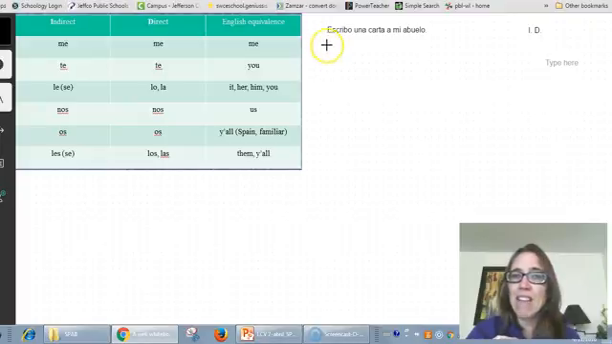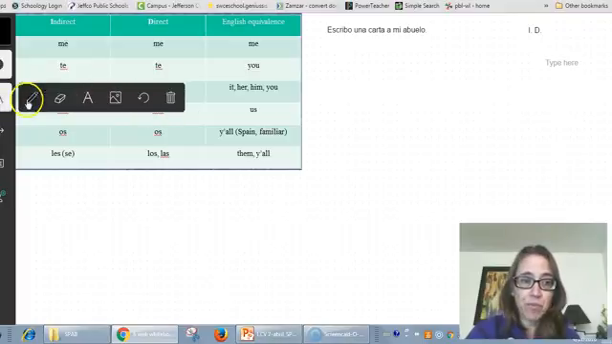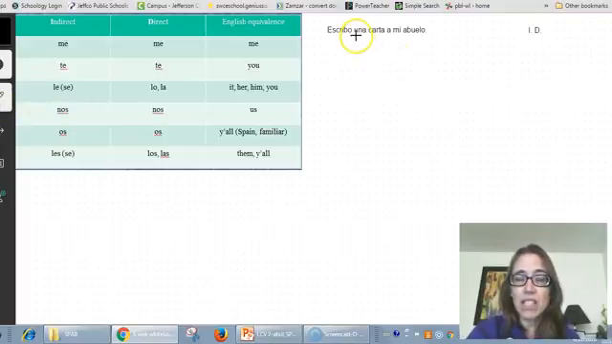So basically, I have a sentence here: escribo una carta a mi abuelo. What I usually try to identify first is the direct object. What is having the action happen to it? In this case, what's being written? That will be our direct object. So here, our direct object is una carta. I'm just going to put a D underneath that.